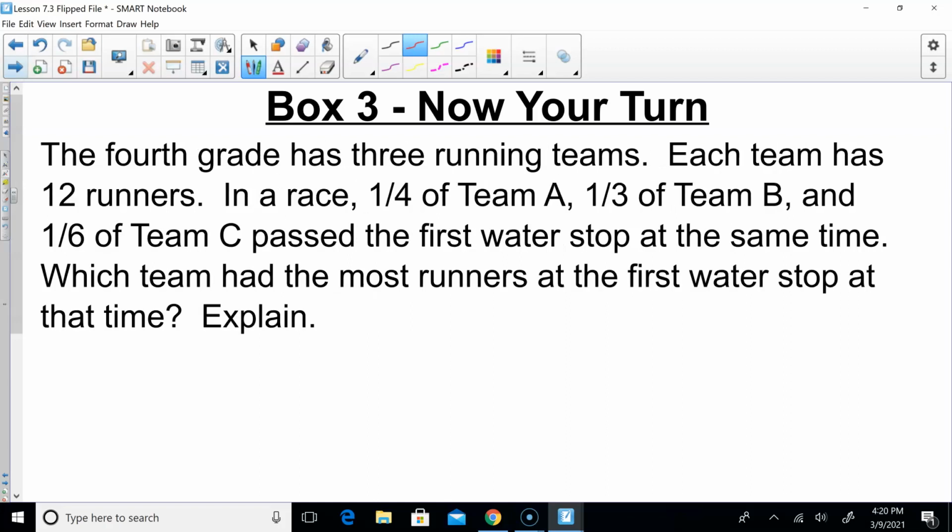And the 4th grade has 3 running teams. Each team has 12 runners. In a race, 1/4 of Team A, 1/3 of Team B, and 1/6 of Team C passed the first water stop at the same time. Which team had the most runners at the first water stop at that time? Explain. I look forward to seeing your answers.